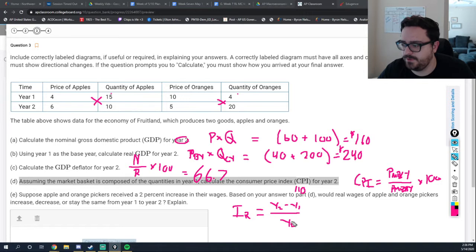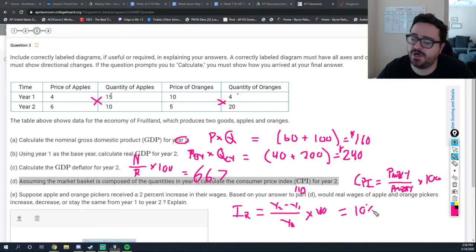Year 2 minus year 1 over year 1 times 100. Sorry, my CPI in year 2 was 110, in year 1 is 100. So 110 minus 100 over 100 times 100. These two would cancel. So it's just 10% inflation, which allows me to answer this problem now.